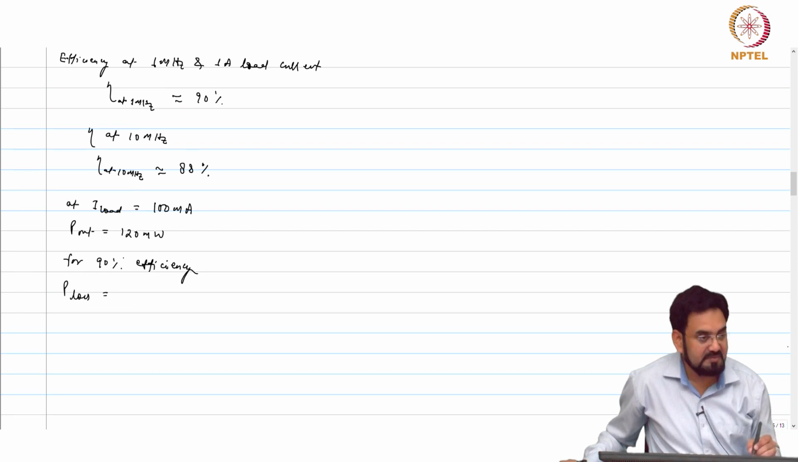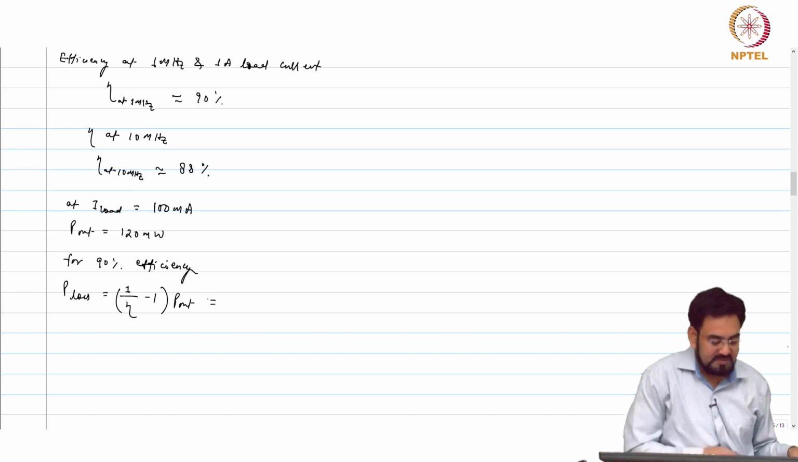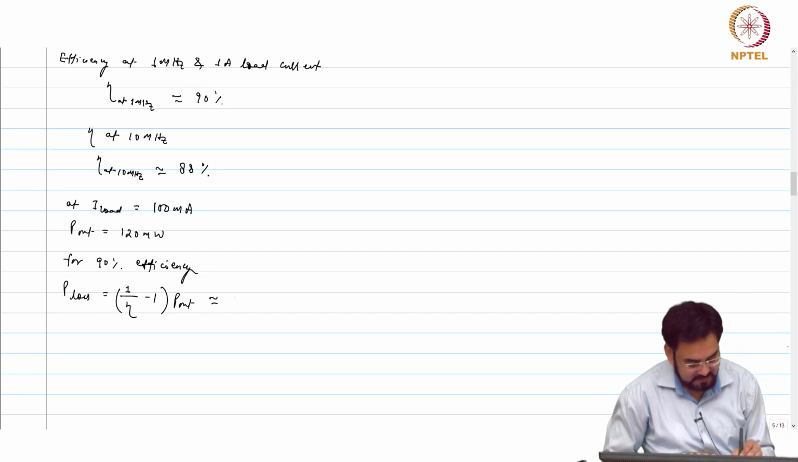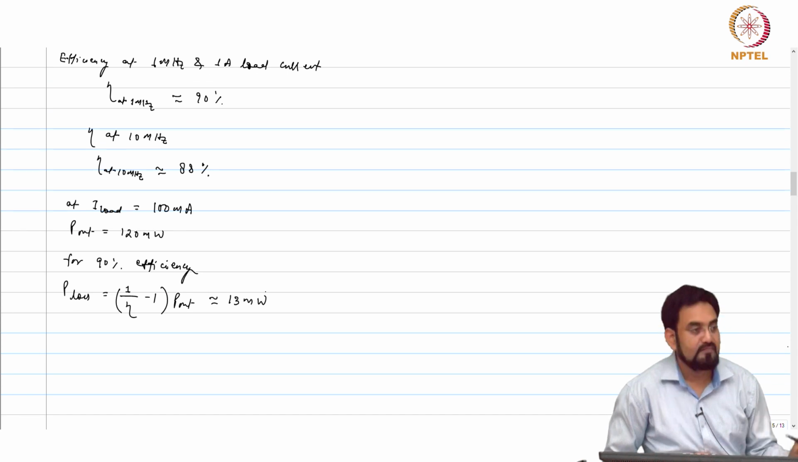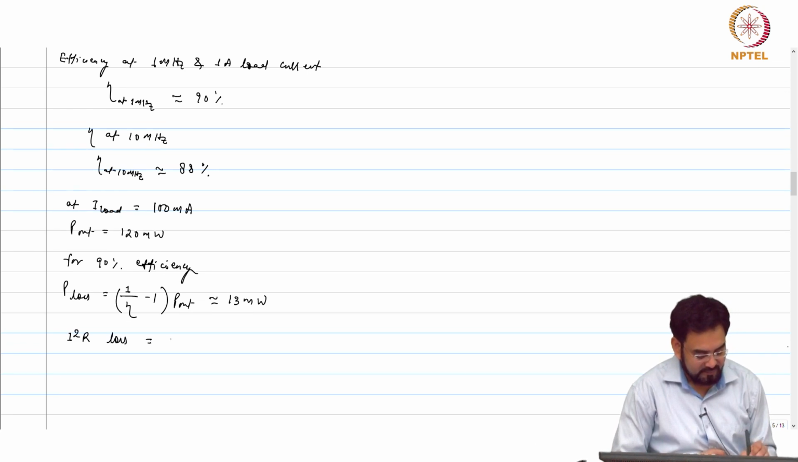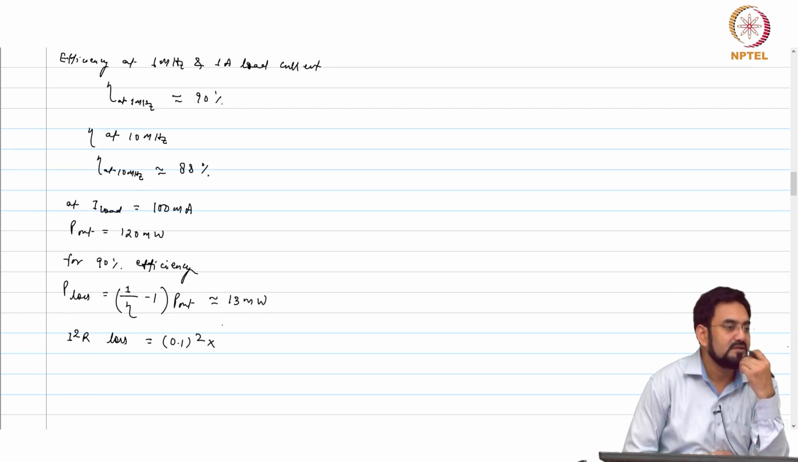1 over? No, 1 by 8 into P out. Yeah. How much will that be? 13 milliwatt? 13.6. Okay. How much is I square R? Into how much was that total RDS on? 120.